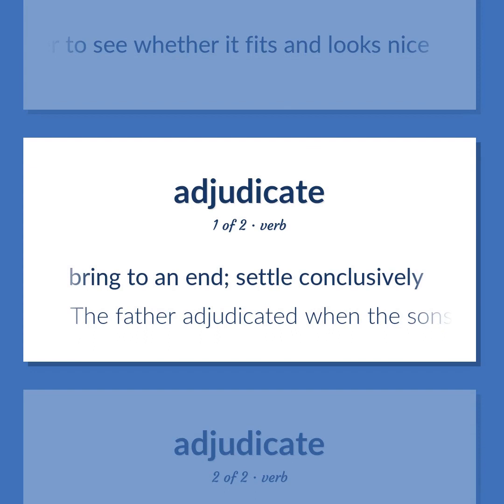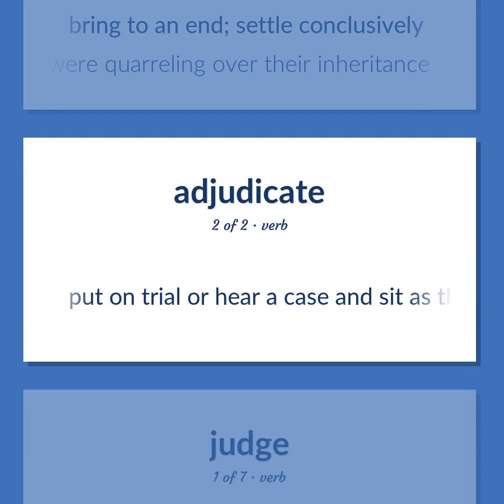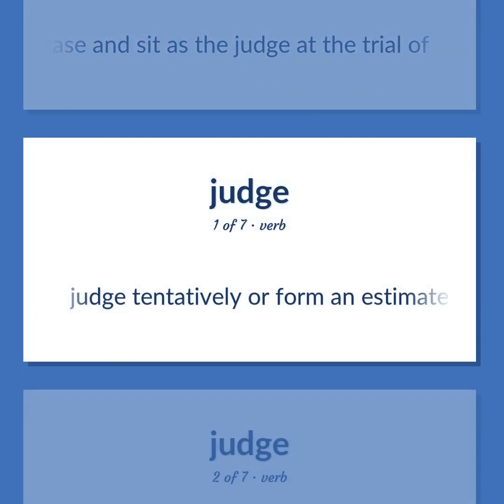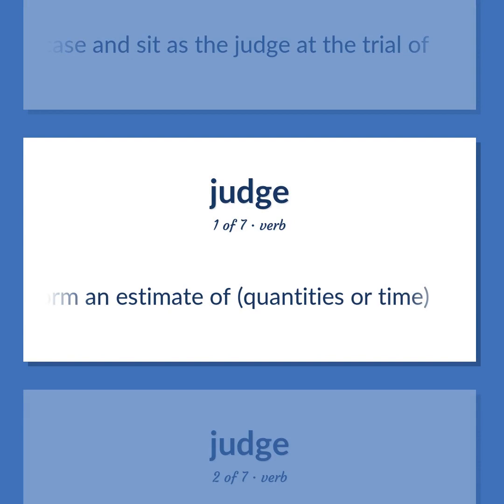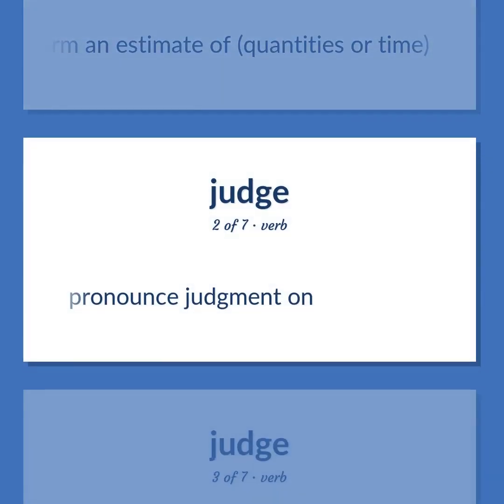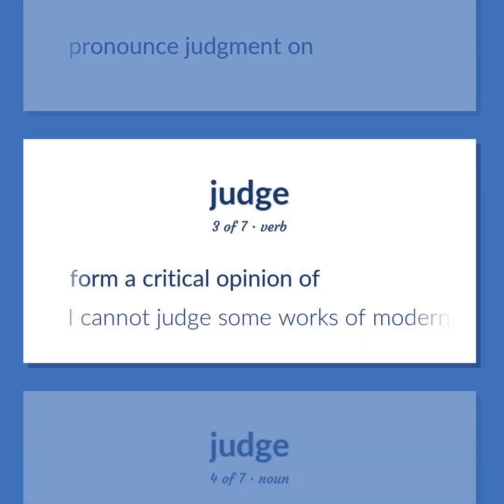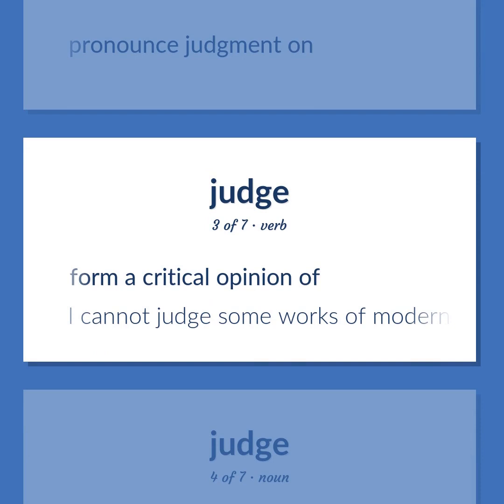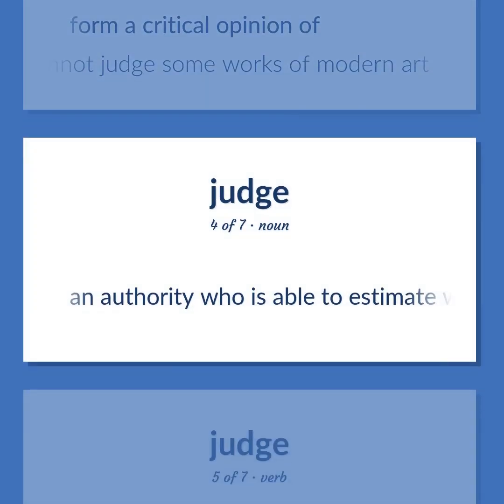The father adjudicated when the sons were quarreling over their inheritance. Put on trial or hear a case and sit as the judge at the trial of. Judge tentatively or form an estimate of quantities or time. Pronounce judgment on. Form a critical opinion of. I cannot judge some works of modern art. An authority who is able to estimate worth or quality.